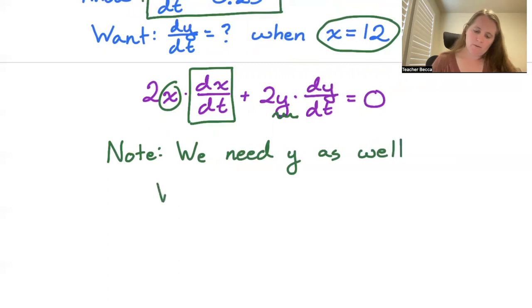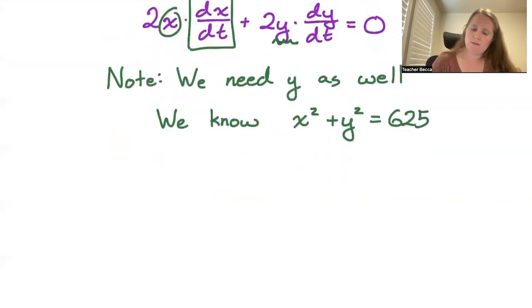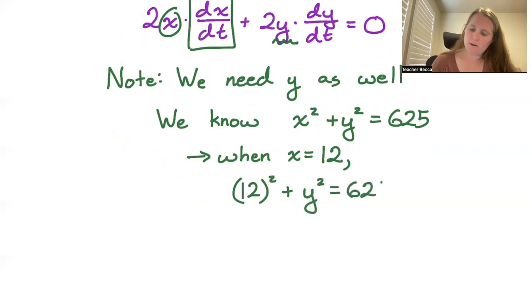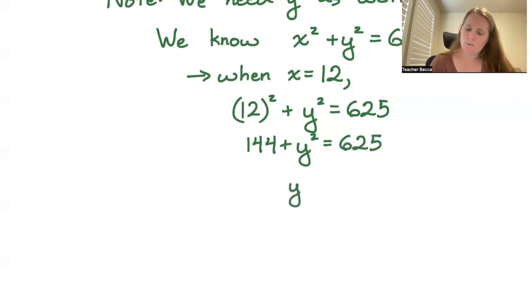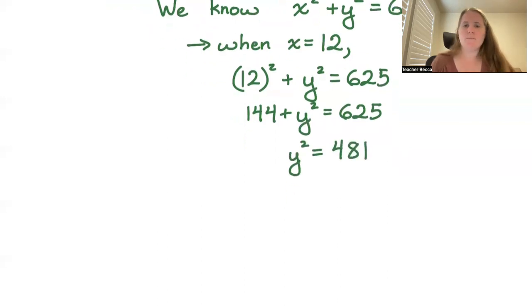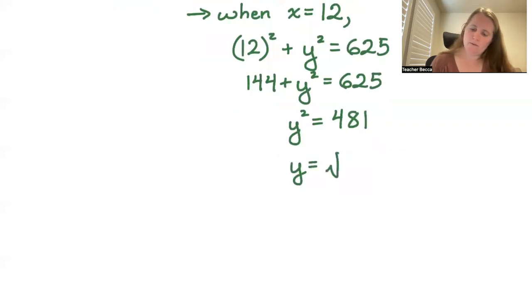But we know that x squared plus y squared is 625. So when x equals 12, we have 12 squared plus y squared is 625, or 144 plus y squared is 625. That means that y squared would be equal to 481, and y is therefore equal to the square root of 481. Since we're talking about distance, it will be the positive version.